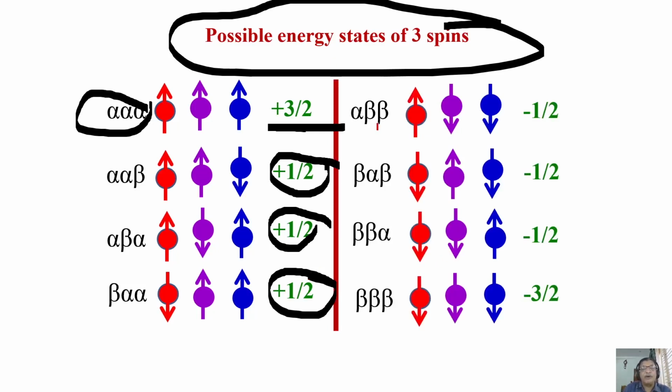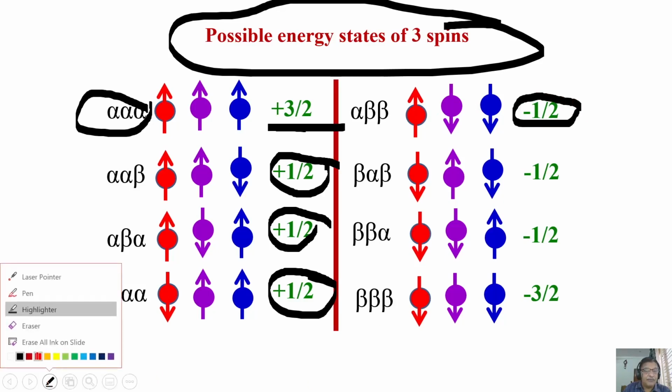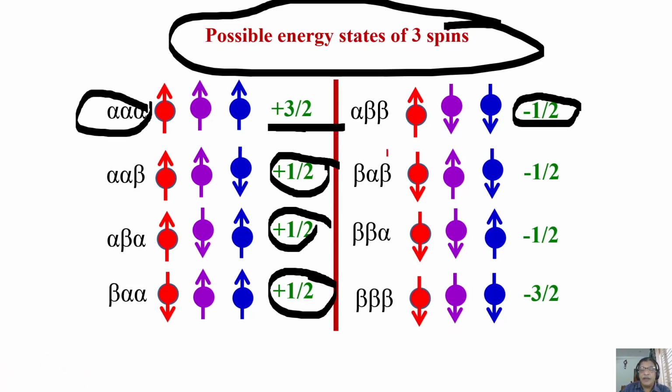Now I am considering two betas, one alpha. So this is one possible combination. Alpha, beta, beta. That is plus half, minus half, minus half. If you add up all the three, you will get minus half. That is the important point you must remember. Now next situation. Beta, alpha, beta. This is beta, this is alpha, this is beta. What is the total magnetic quantum number of this energy state? Minus half, plus half, minus half. It is minus half.